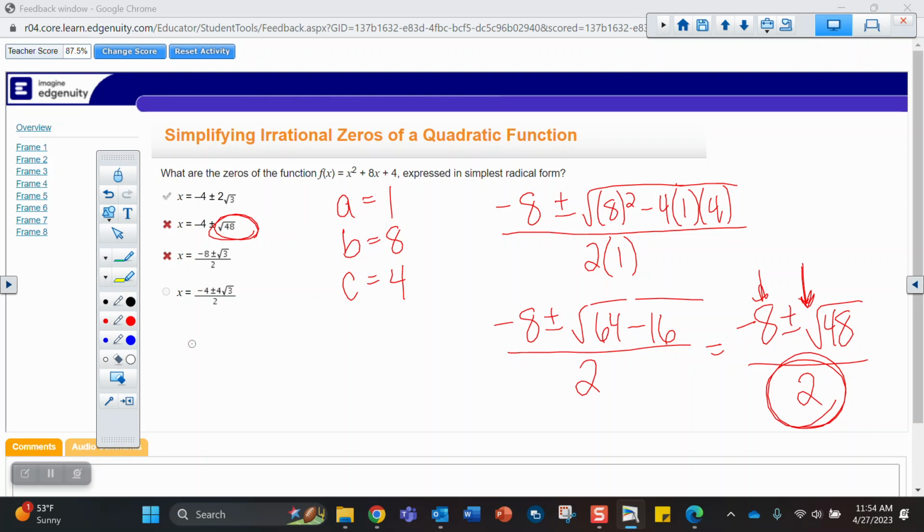A simpler example of what I'm trying to say is if you had something like 2 plus 4x over 2. Okay, so this 2 does reduce with this 2 and this 4, so I can do it.